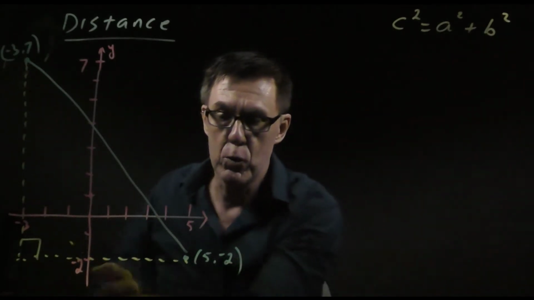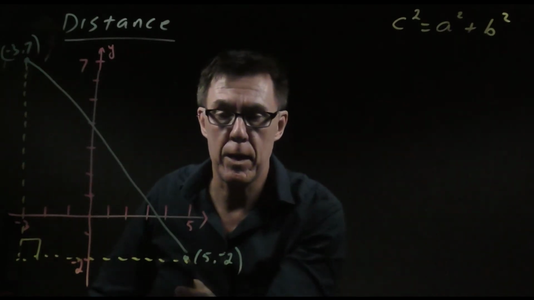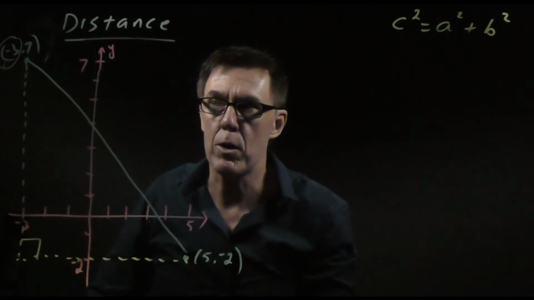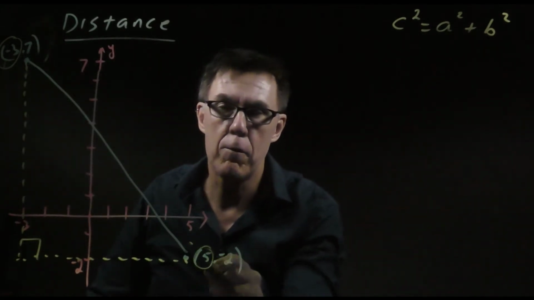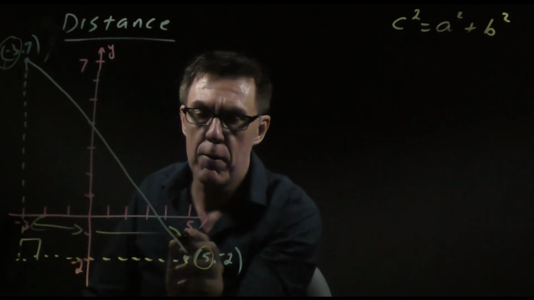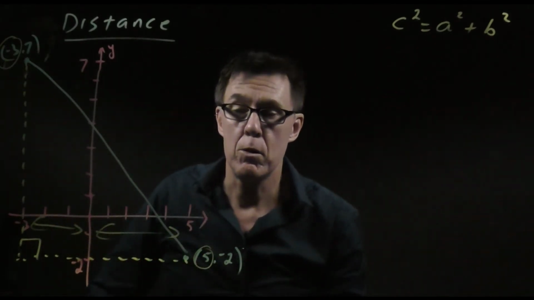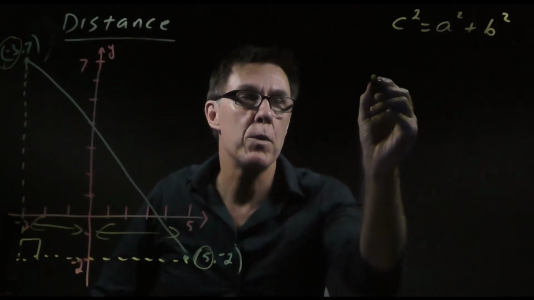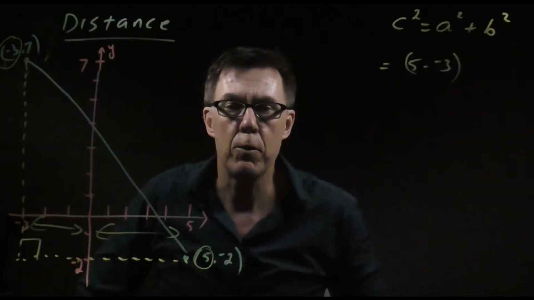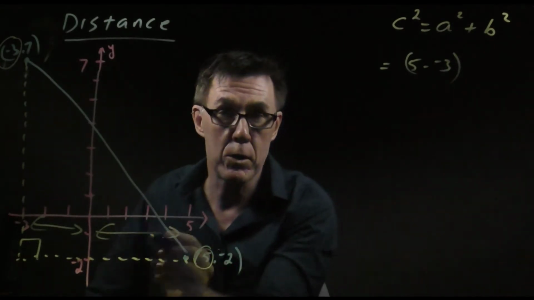Now, the horizontal line is travelling in the x-axis, and it's travelling from an x value of -3 over to an x value of 5. So what distance is that? Well, that's 3 units there, 5 more units there. So in the x direction, if I do 5 take away -3, gives me the distance of 8 that it's travelled.